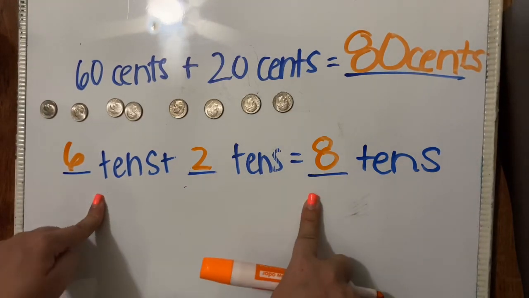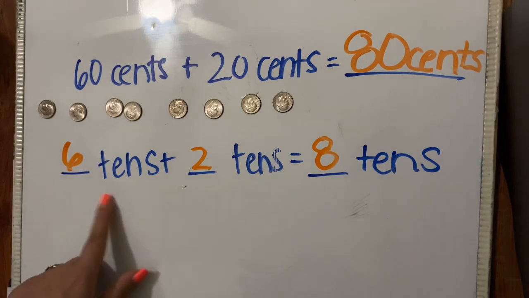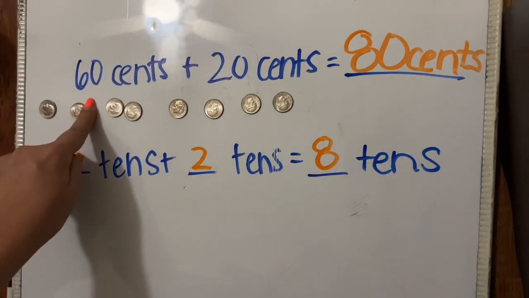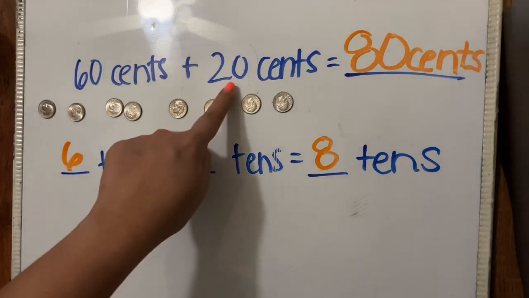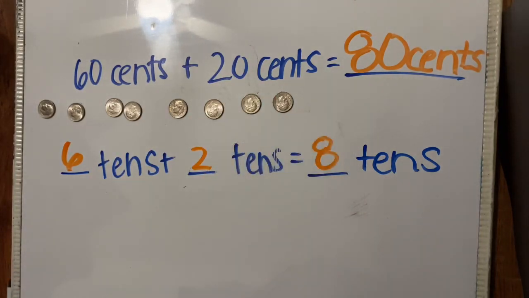And these are the same exact thing. They represent the same thing. 6 tens represents 60, 2 tens represents 20, and 8 tens represents 80. All right, now we're gonna move on to your problem set, and I'll show you how to do a couple of those before you do your work for the day.